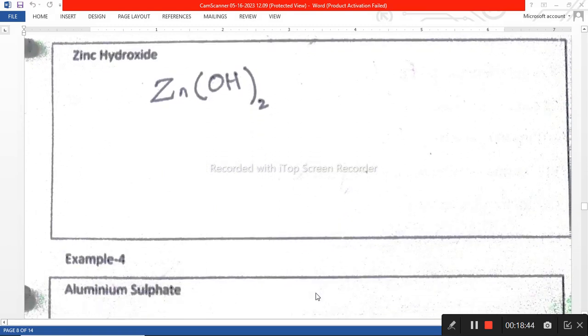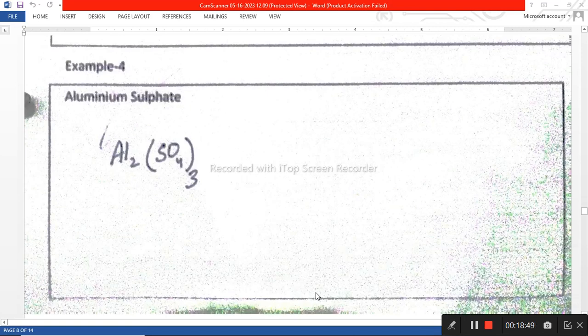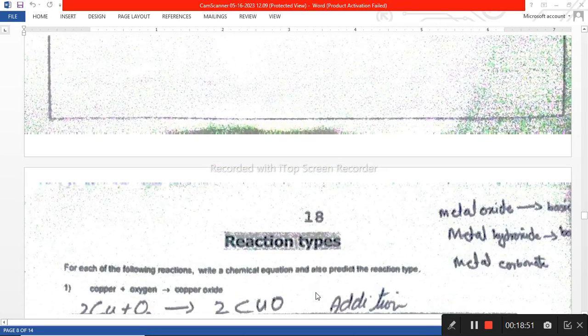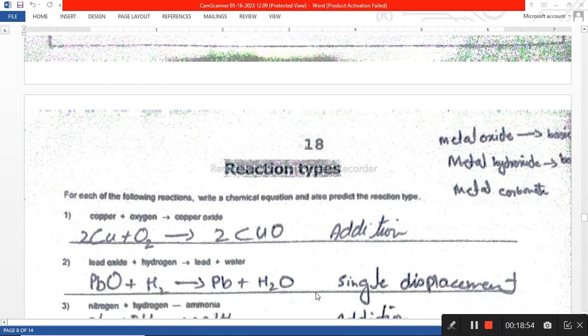These are similar, so I'm not going to do them. You have to do these examples as practice, and if you have any query you can ask me and I will reply to you.